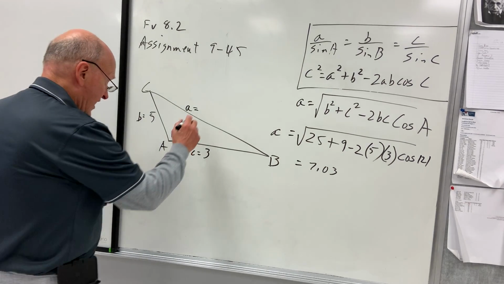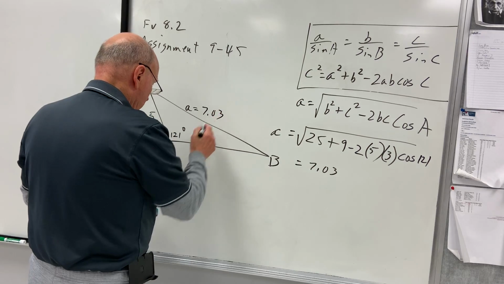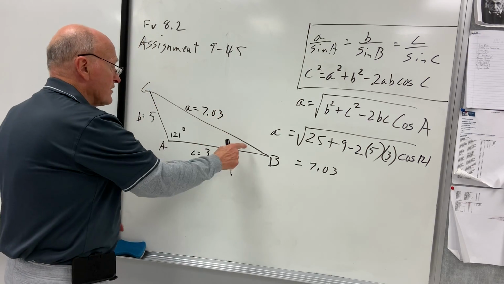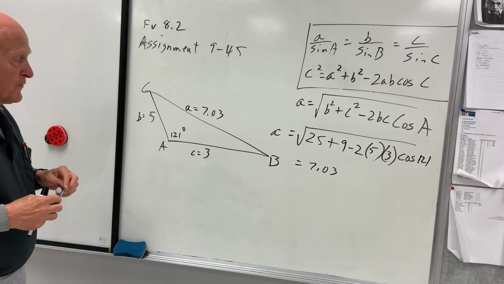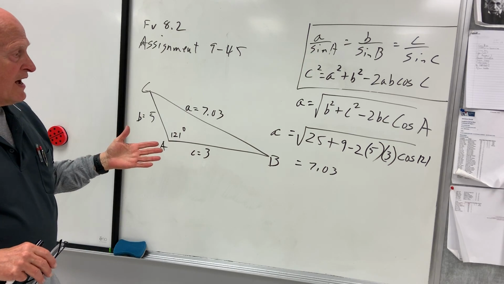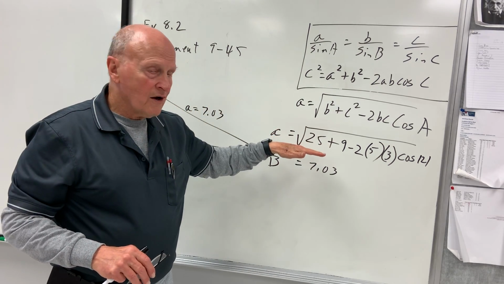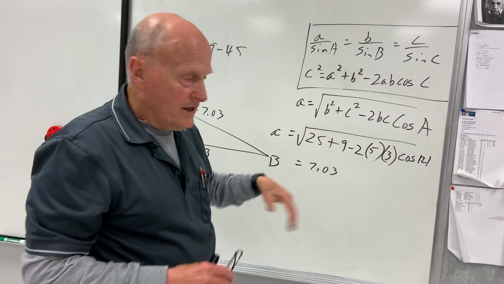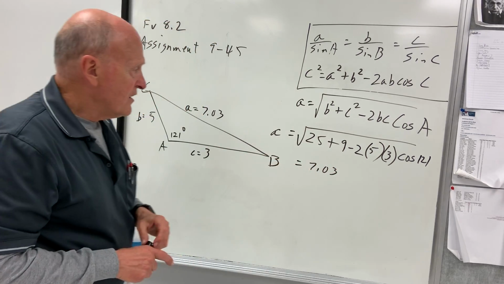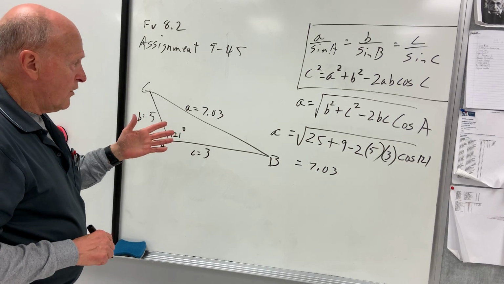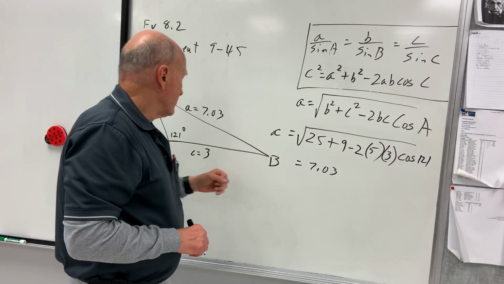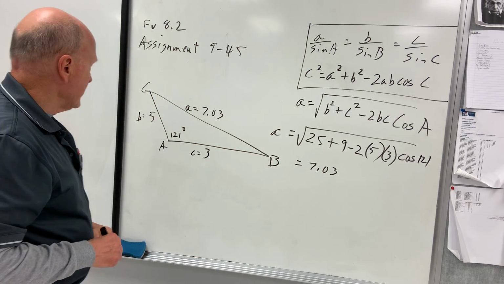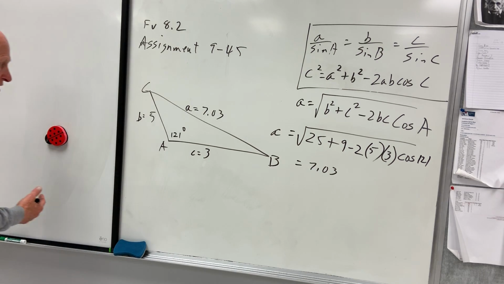So now I have 7.03 for this side. I've got two angles missing. When I do that, I'm through with law of cosines. Law of cosines is a little more work than law of sines, not a whole lot, but a little bit. So when we get through with this, we're going to go to law of sines to solve for either C or B. I think I'll solve for B.